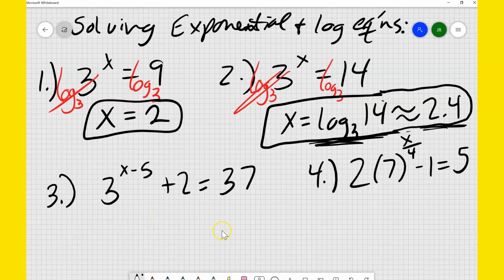All right. Next problem. Okay, we're trying to get x by itself. Don't forget the other algebra skills that you've had for a long time. First, we want to get rid of that plus 2. We'll get rid of that first by doing what? By subtracting 2 from both sides.